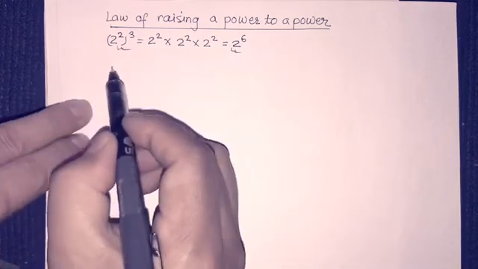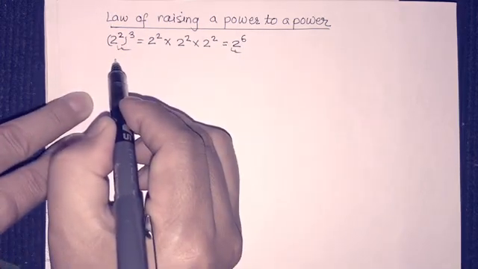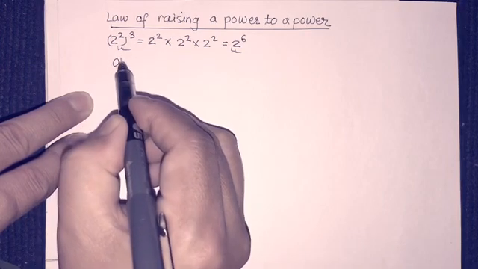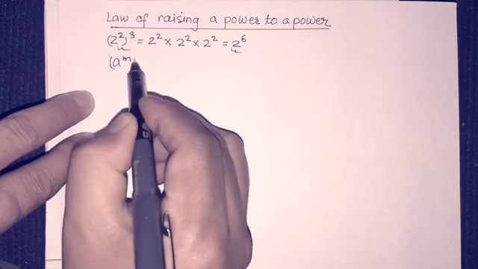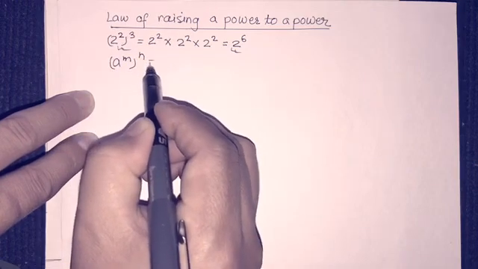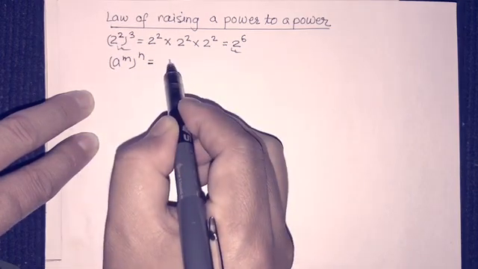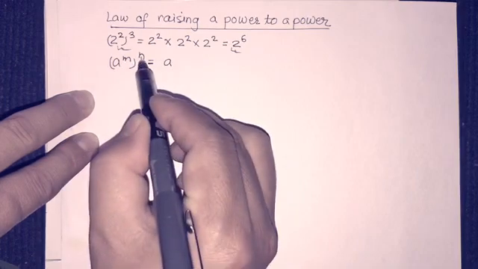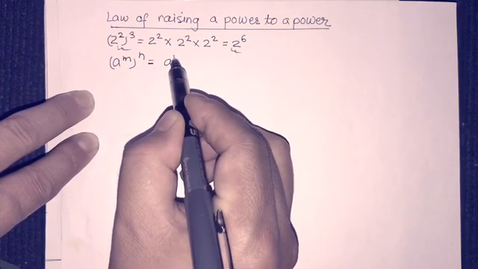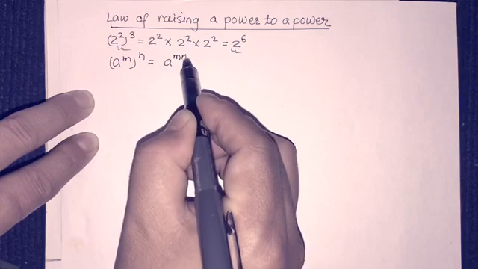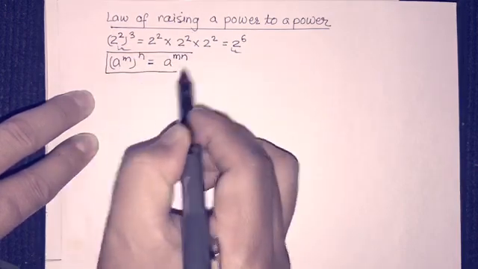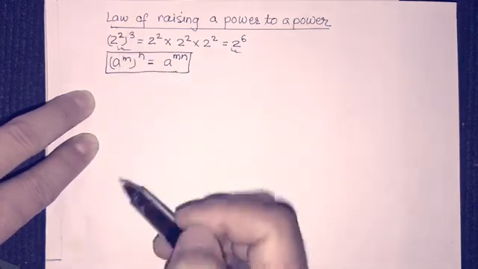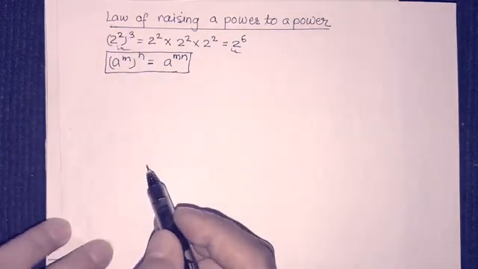Okay, and let's generalize and make a formula for this law. That is, if we have a to the power m, raised to the power n, then we just know the relation between these powers is what? Multiplication, and this becomes a to the power mn, and this is the formula for the law of raising a power to a power.